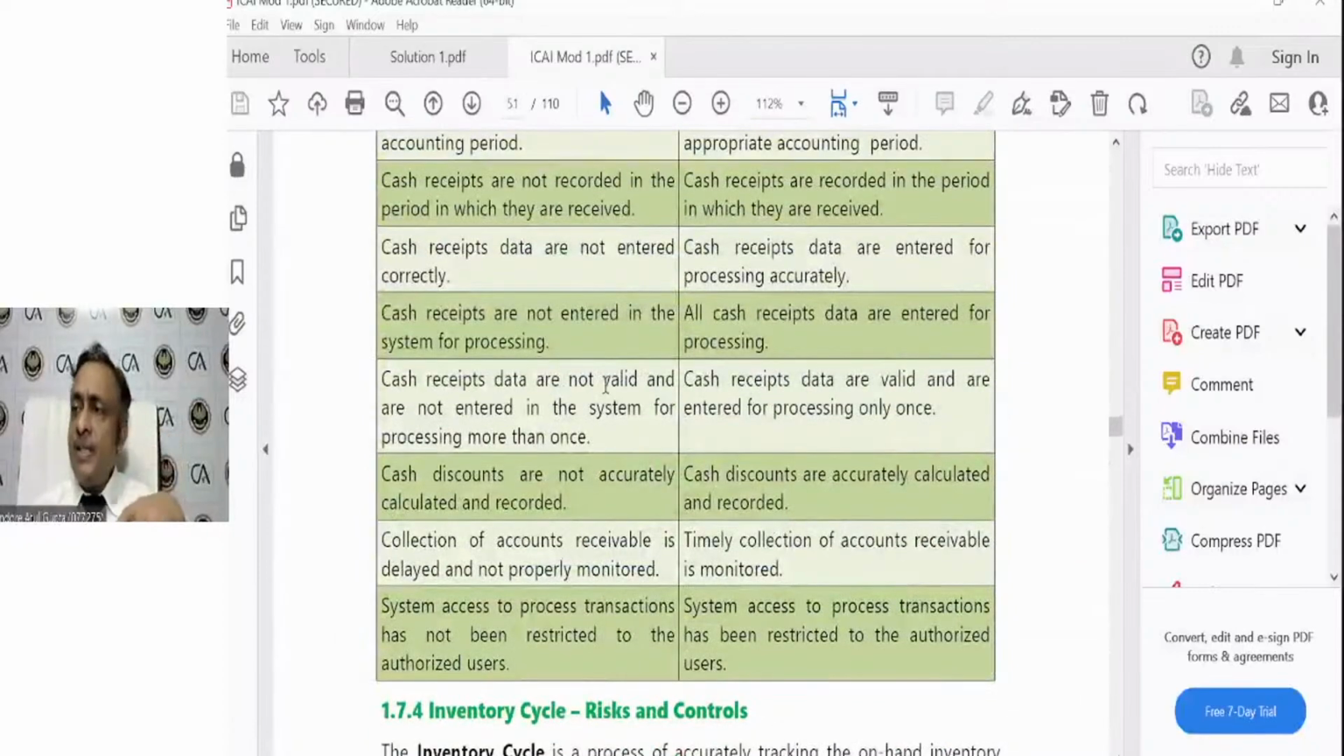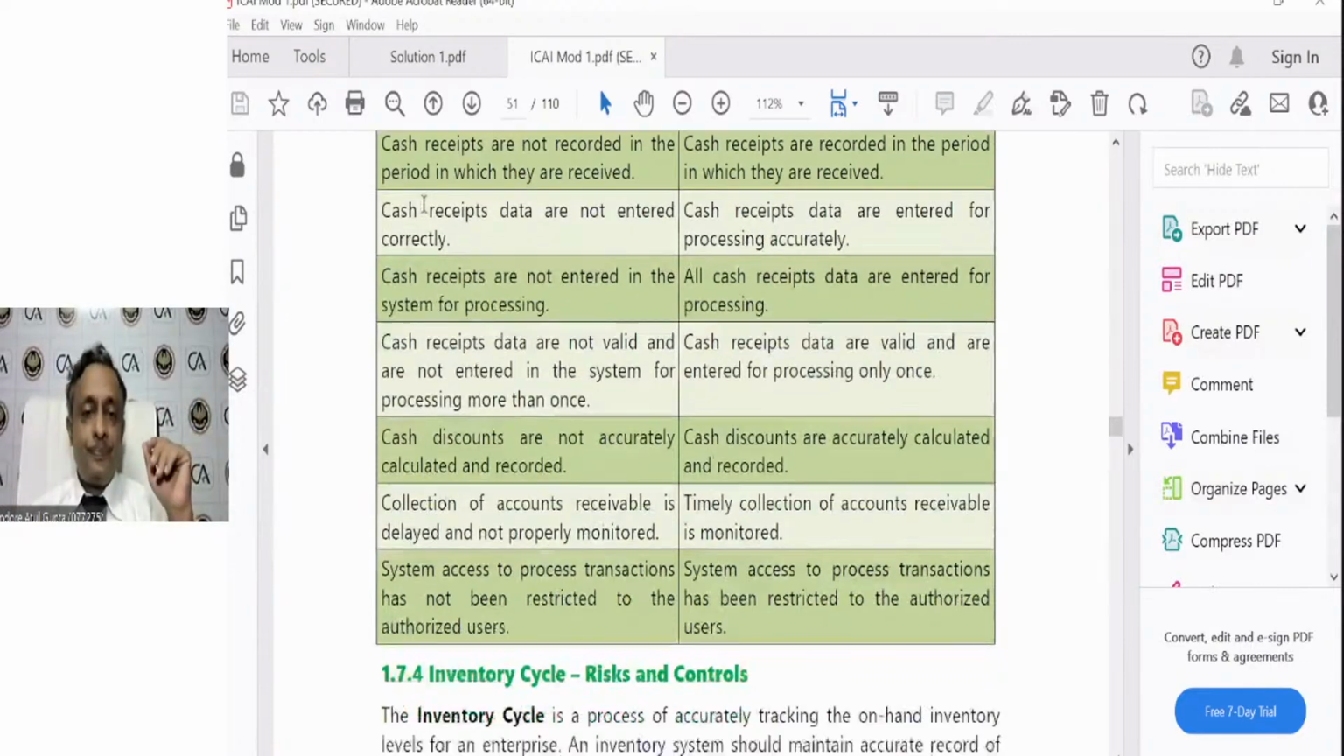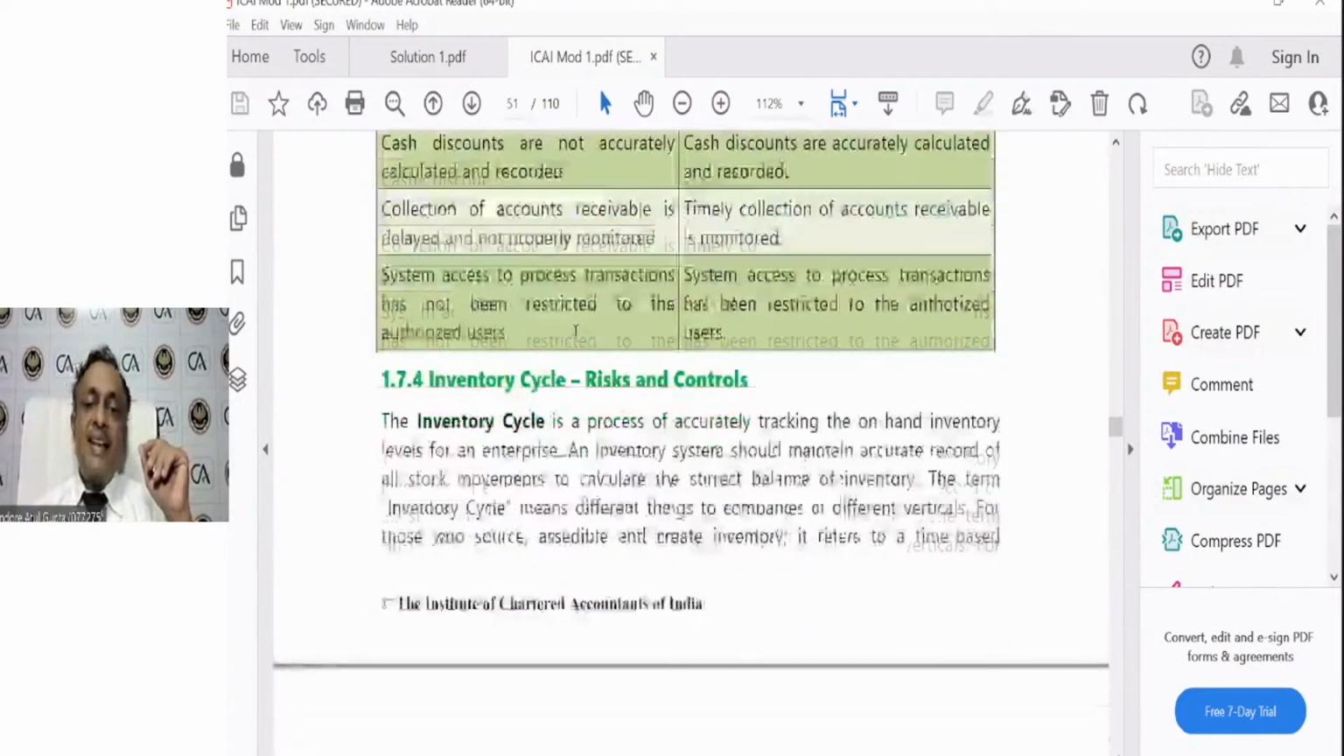So these are long tables. Remembrance is going to be slightly tough. Find some way, like the master tables for P2P and O2C, we found that they are generally parallel. The difference is use of vendor and supplier, vendor and customer. Then inventory cycle, risk and control.